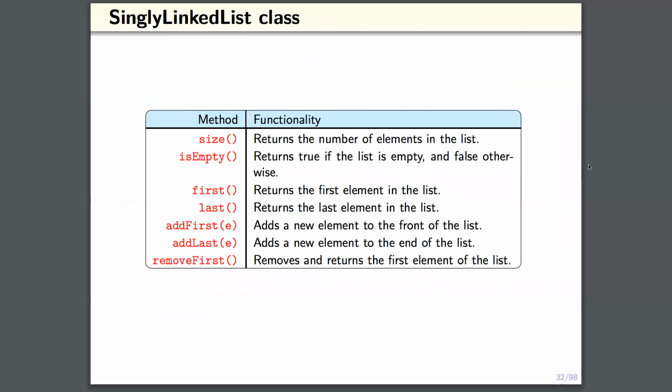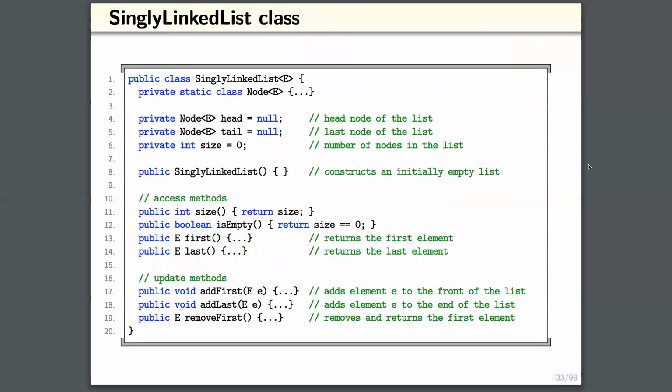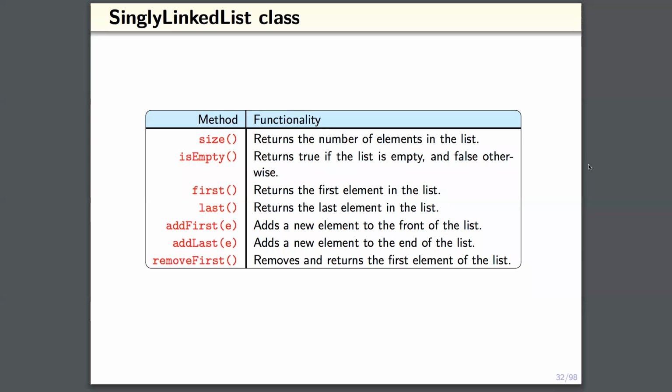Now let's see the singly linked list class. So here is the class. Before that, let's summarize the methods we have. Every class is a collection of data and methods. We focus on methods because methods will have the logic of how to use the data and how to change the data. Almost all classes will have size, the number of elements, and isEmpty, whether the data structure is empty. So very basic. Next, first, last.